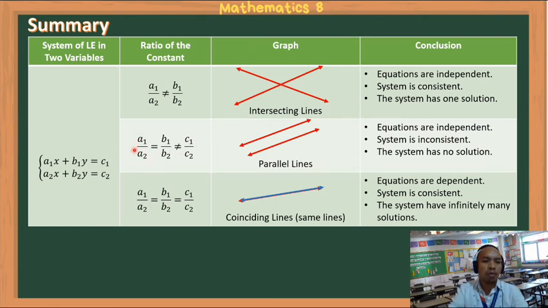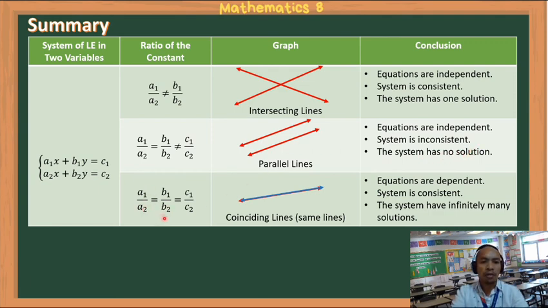What if a sub 1 over a sub 2 is equal to b sub 1 over b sub 2, but not equal to c sub 1 over c sub 2? Then we can say that for this system, the graphs are parallel lines, which means the equations are independent, the system is inconsistent, and this system has no solution.